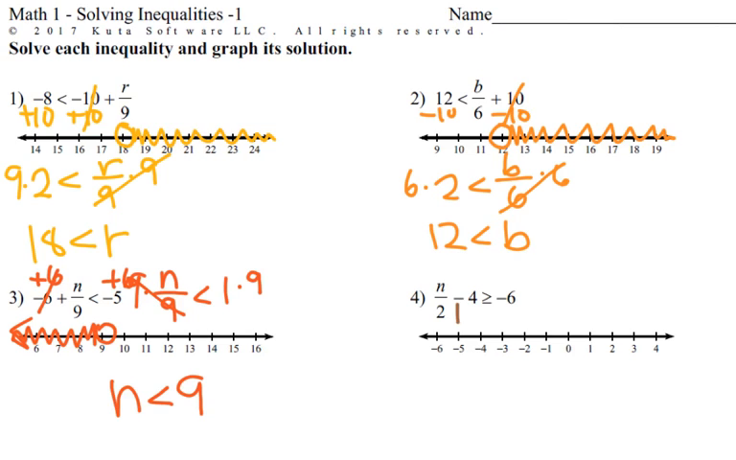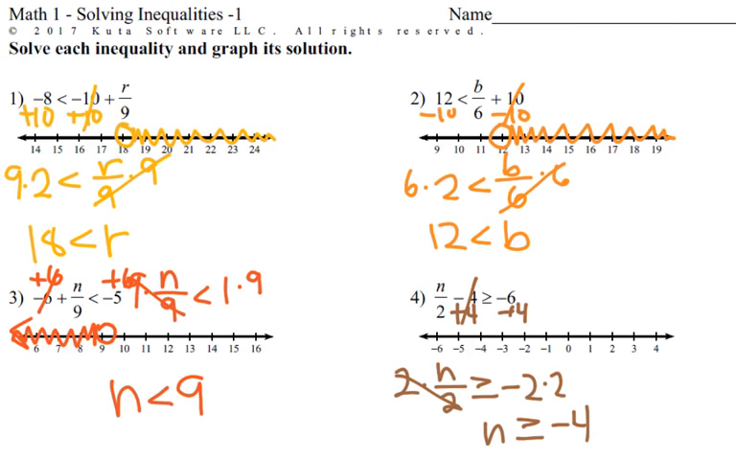Okay, number 4. Add 4 to both sides first. That becomes 0. n divided by 2 is greater than or equal to -6 plus 4 is -2. To get rid of that dividing by 2, I times by 2. We get n is greater than or equal to -4. So at -4, draw a circle. It's equal to, so this time I fill it in. N is bigger, so I shade to the right.